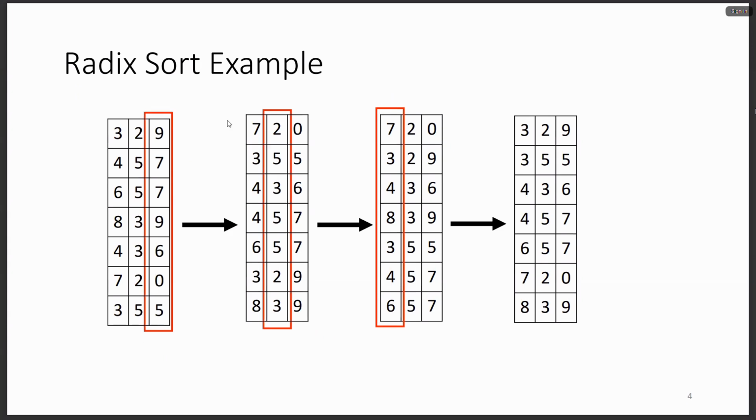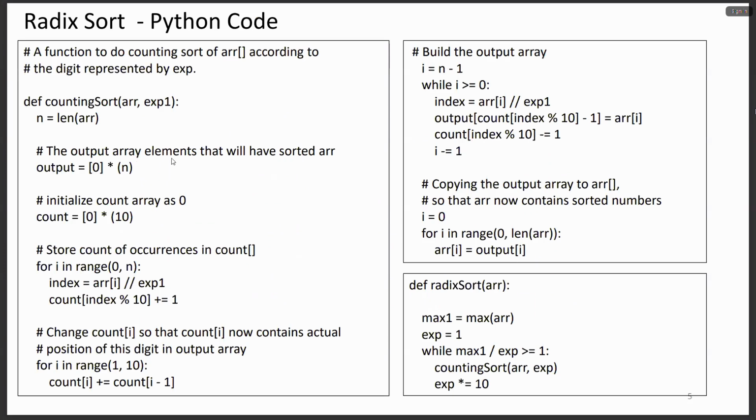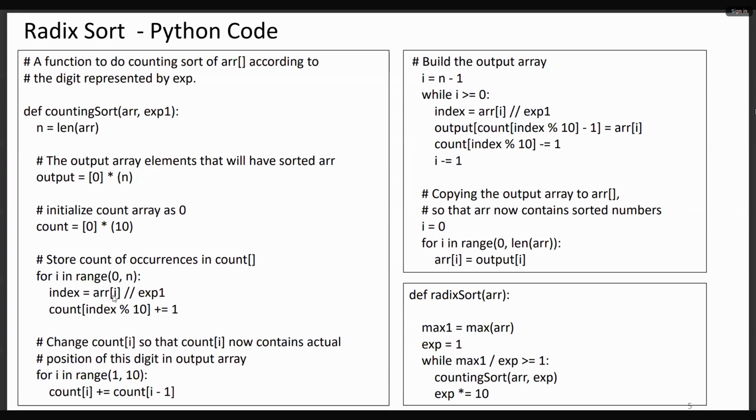The Python code is a bit tricky. I think that covers different ways of sorting. Do you have any questions regarding sorting by any chance?